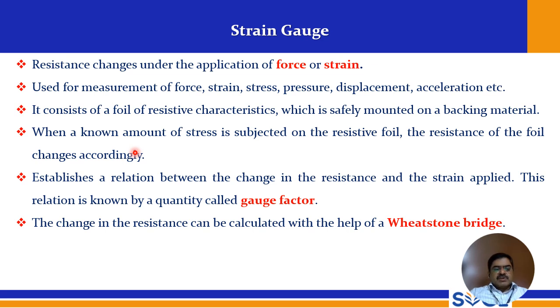When a known amount of stress is subjected to the resistive foil, the resistance of the foil changes accordingly. So this change in resistance is directly proportional to applied force. It establishes a relation between the change in resistance and strain applied. This relation is known as a quantity called gauge factor, the relation between the change in resistance to the strain applied. The change in resistance can be calculated with the help of Wheatstone bridge. So Wheatstone bridge circuit is very useful to find out the change in resistance.